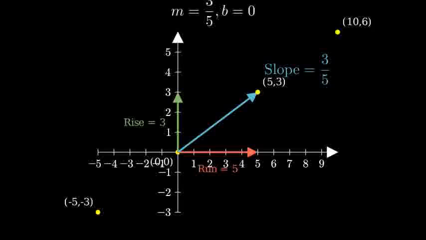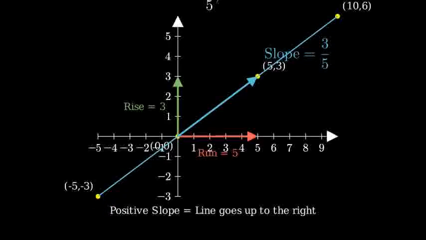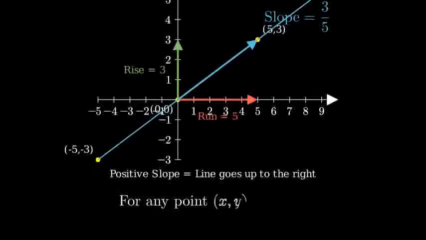Now that we have our points, we can draw our line through them. Notice that the line goes up as we move right, which makes sense because our slope is positive. The slope of 3/5 tells us that the line rises 3 units for every 5 units it runs, giving us this particular steepness.